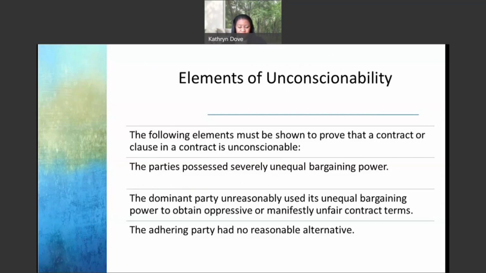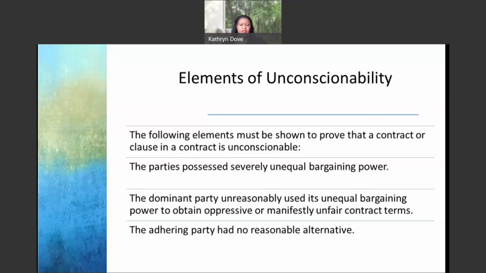Let's talk about unconscionability. The following elements must be shown to prove that a contract or clause is unconscionable. The parties possess severely unequal bargaining power. A lot of times merchants have much more power than consumers. Merchants have the ability to control the terms of the purchase, the terms that are on their receipts and their forms. The merchant is in control of all that. All you do is purchase something and sign away your rights. The parties possess severely unequal bargaining power.